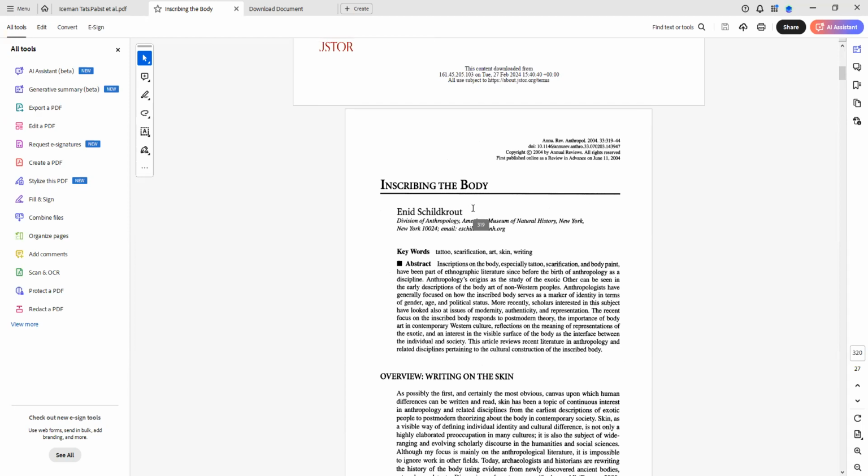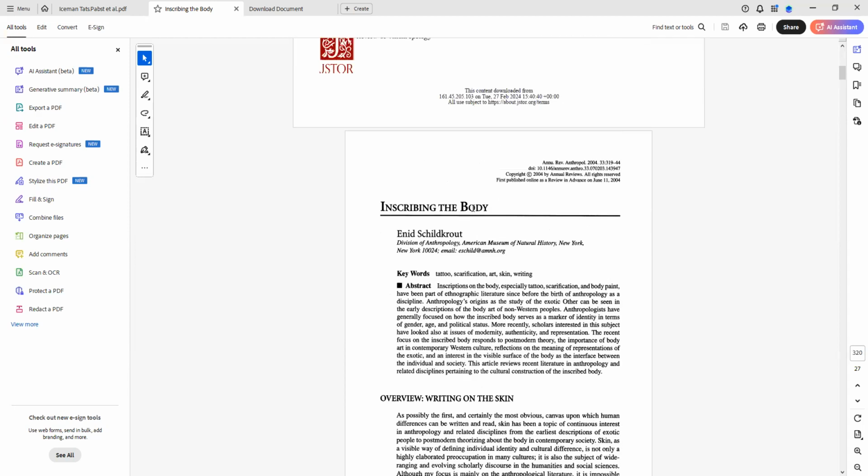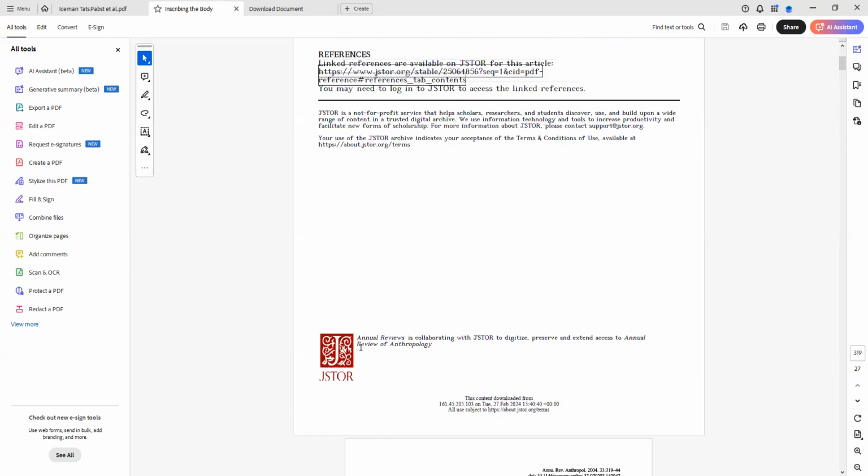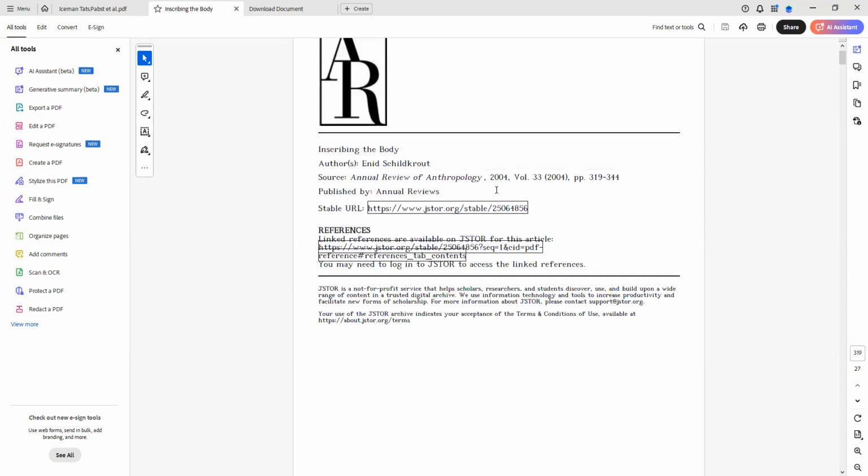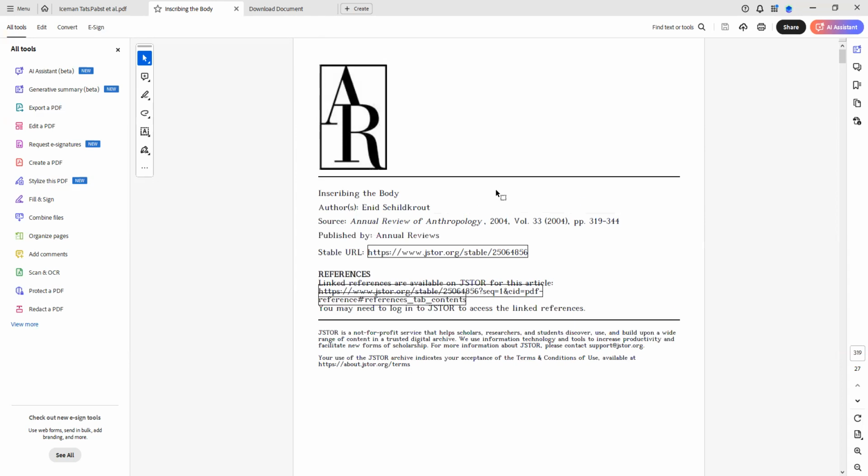But this is where I would look for this information. Whenever I'm printing something from a database like JSTOR, they usually supply this top page. Print that. It's the easiest, most direct route to all the information you need for your documentation. So I'm going to stop that.